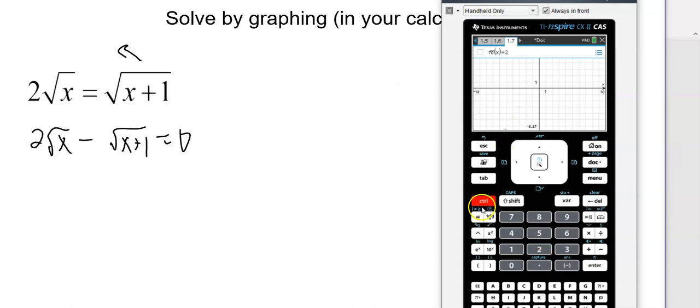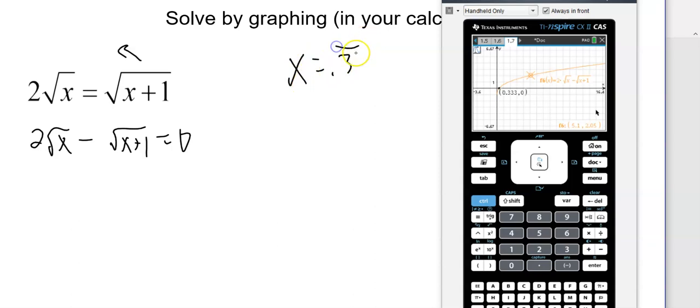2 times square root of x minus square root of x plus 1. And we're trying to find out where it crosses, where the zeros are. So menu 5, 1. And looks like there it is. 0.333 repeating. I'm pretty sure that's repeating. And it goes up forever. So that's the only solution. So x equals 0.3 repeating, or really just 1/3 is the answer there.